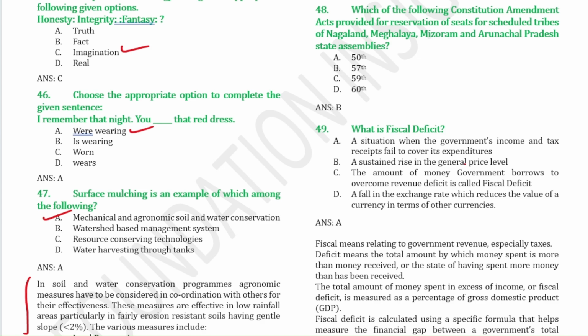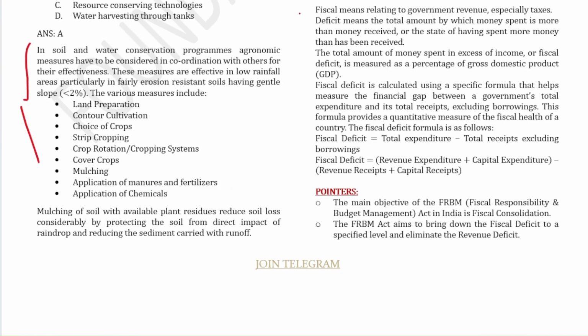So fiscal means something that is relating to the government revenue, especially taxes, and deficit means the total amount by which money spent is more than the money received. So you can go through the points mentioned here. So these are some of the pointers. This Fiscal Responsibility and Budget Management Act, 2003, this act is very important, so you can go through.